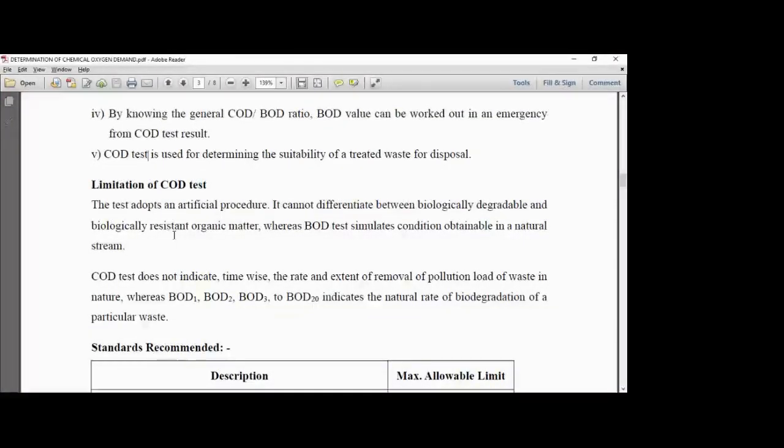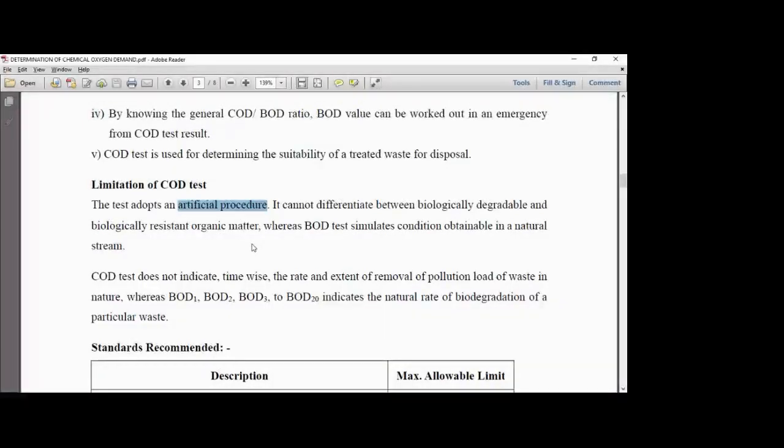But let's see what the limitations are. The test adopts an artificial procedure. It cannot differentiate between biologically degradable and biologically resistant organic matter, whereas the BOD test simulates conditions obtainable in a natural stream. In the BOD test we rely upon microorganisms which are present in your natural stream as well, and hence it is a purely natural process. But the COD is purely an artificial procedure. We perform oxidation, but it is a chemical oxidation, an accelerated chemical oxidation procedure.